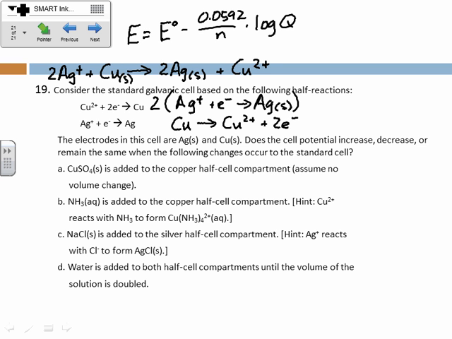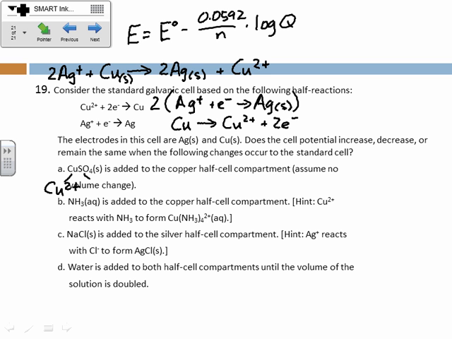the overall voltage? Okay, so we've got CuSO4 solid, we're adding that into the copper half cell compartment. Okay, so you add CuSO4 into the copper half cell compartment, what's going to happen to it? Most likely it's going to dissociate, right? So what we care about here is that it's increasing the concentration of the Cu2+.